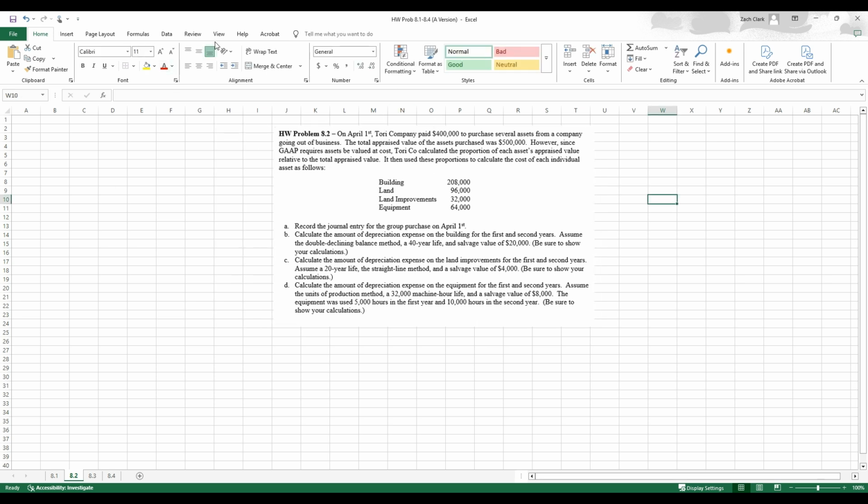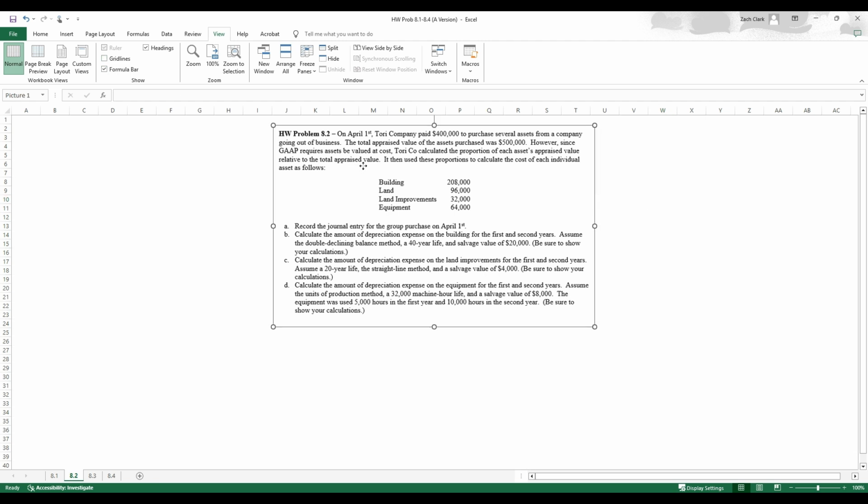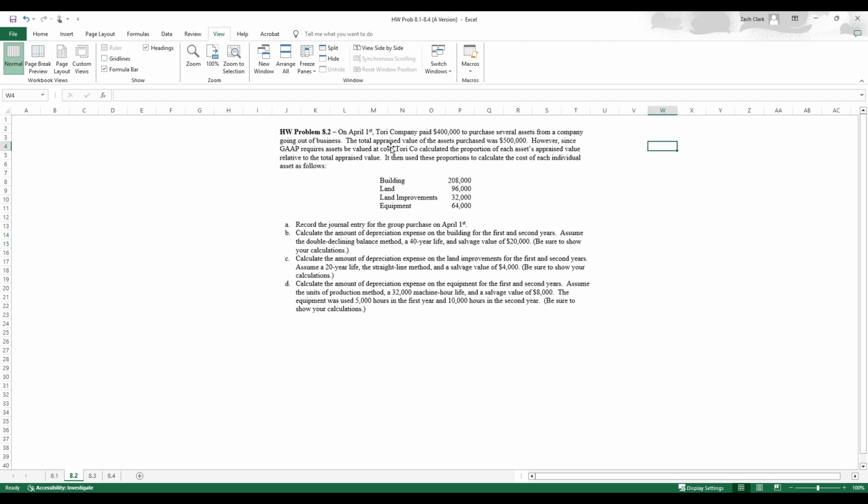Okay, so on problem 8.2, we've got this company, and on April 1st, we paid to purchase several assets from a company going out of business. The appraised value was 500,000. We purchased them for 400,000, and GAAP requires assets to be valued at cost.